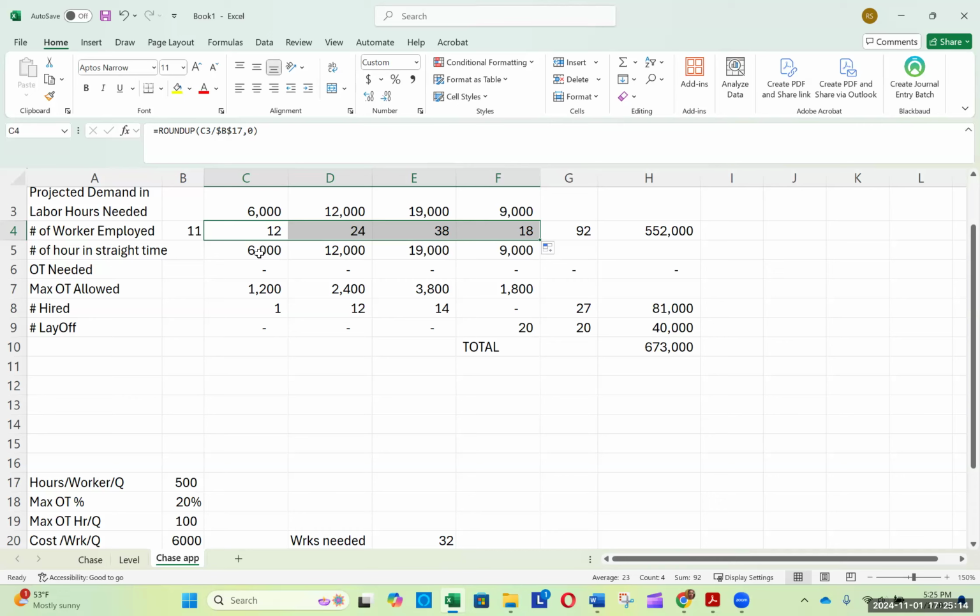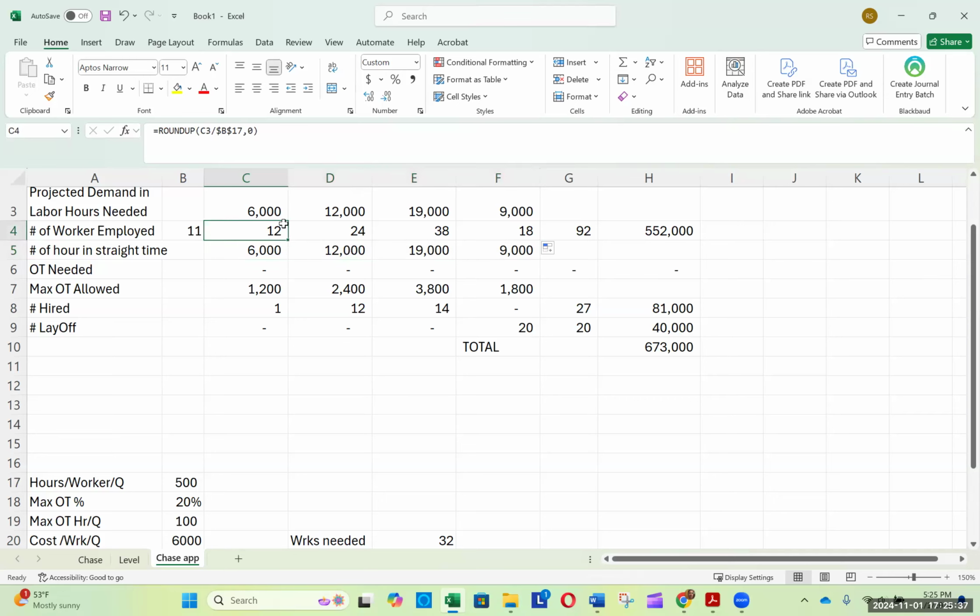How many hours can they contribute? These are the number of hours they can contribute. So will you need any overtime? No. Okay. Because every quarter they are producing whatever is needed. But you have to constantly hire and fire workers. Notice this one. First quarter. And the beauty is you wrote the formula. It is doing all the calculations for you.